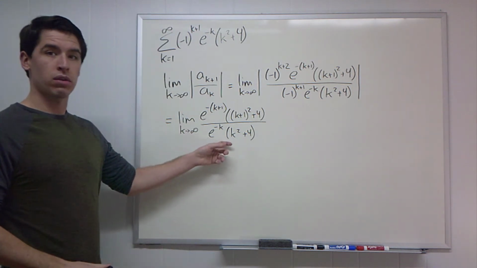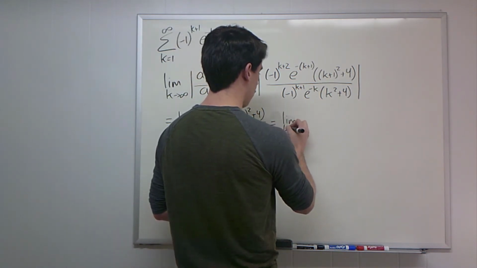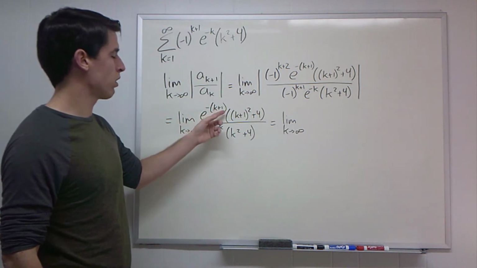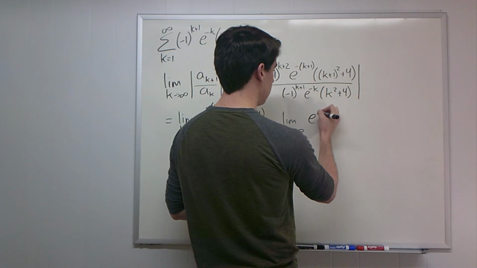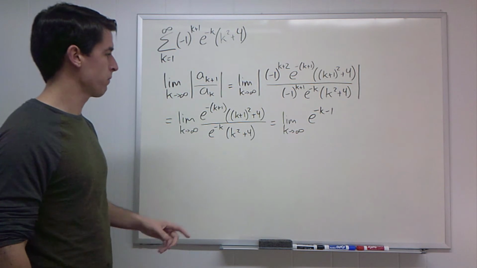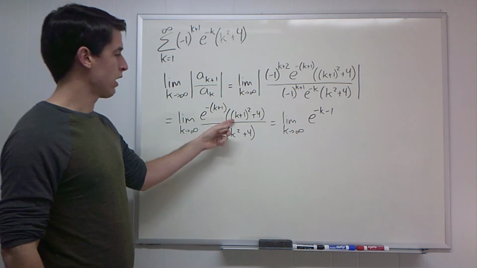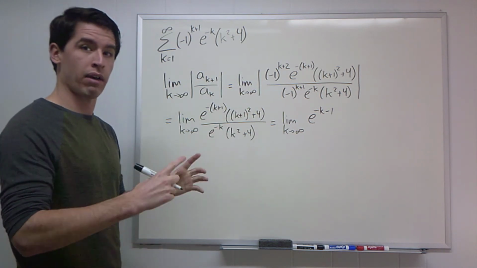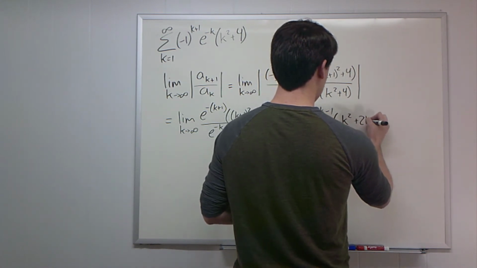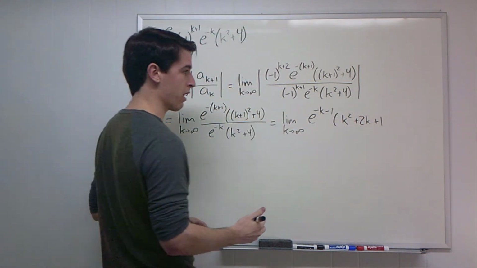And let's do a little bit of simplification here. This becomes the limit as k goes to infinity. And now e^(-(k+1)), I can rewrite that as e^(-k-1). I just distribute the negative sign. And my (k+1)^2 + 4, when I expand the (k+1)^2, right, I have to FOIL. And so I get k^2 + 2k + 1. That's the (k+1)^2. And then I add 4 to that.